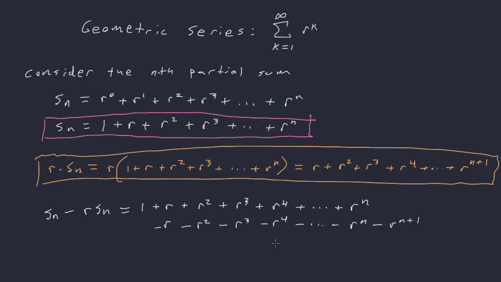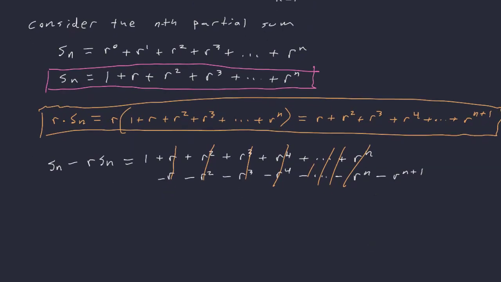All right, so as hopefully you can see here, all these middle terms cancel away. So we'll get all these cancellations, and then we'll be left with just 1 and then minus r to the n plus 1. This is what I find so clever. So Sn minus r times Sn is equal to 1 minus r to the n plus 1.